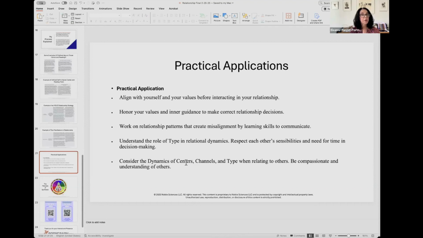Consider the dynamics of centers. Open centers, people pick up energy. They may be contaminated by the energy. Give them time to settle into themselves. Channels, we went over the different types, and I assume since you're practitioners, you know about type. But remember, 5 distinct, statistically significant types, not 4. Be compassionate and understanding of each other.